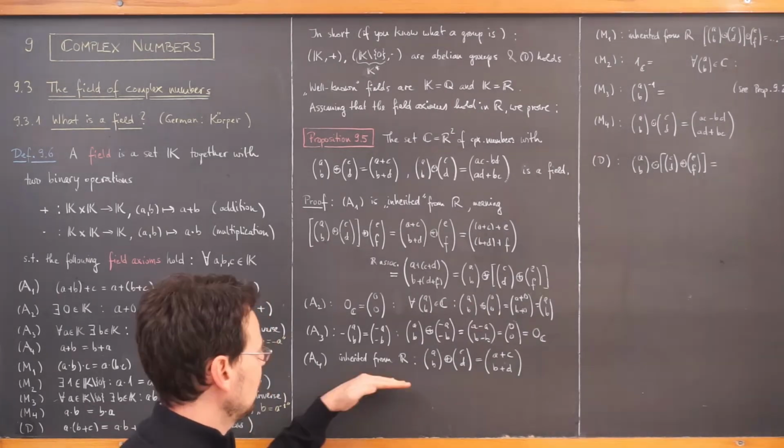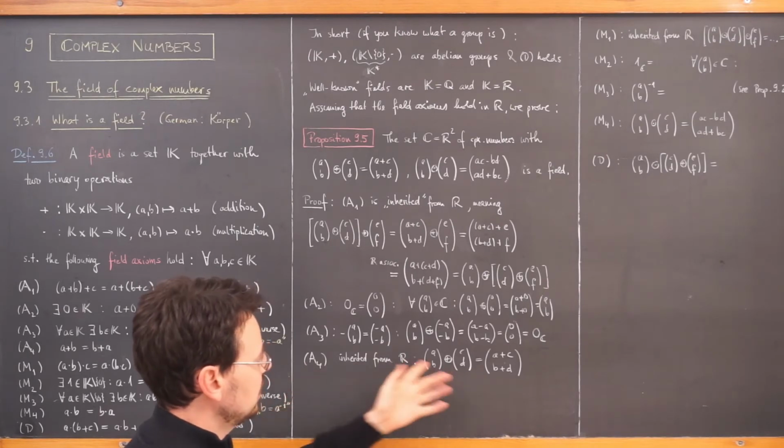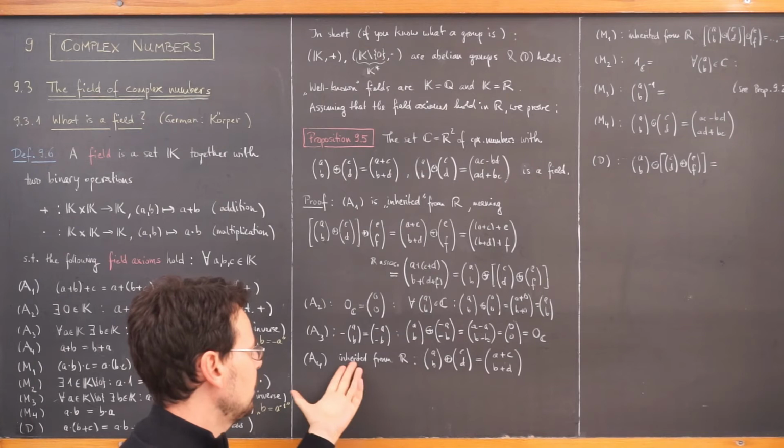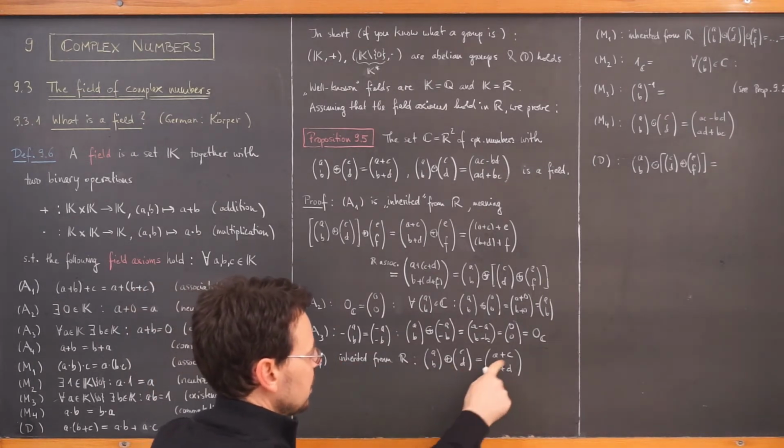And finally, for the last axiom for the addition, we must show that the addition is commutative. Again, this is inherited from the real numbers, because if I add two complex numbers, I have this.